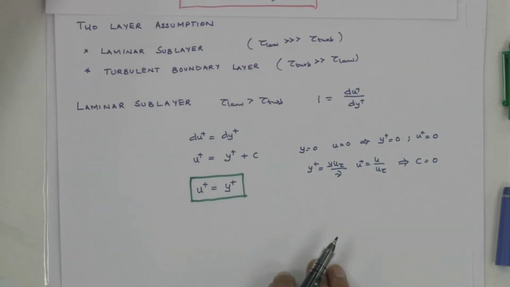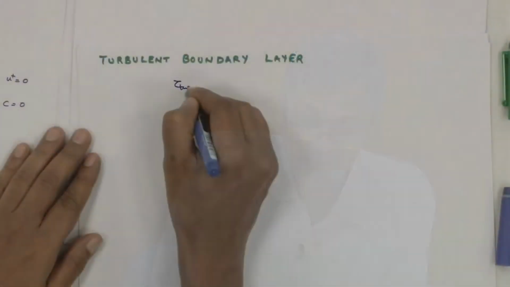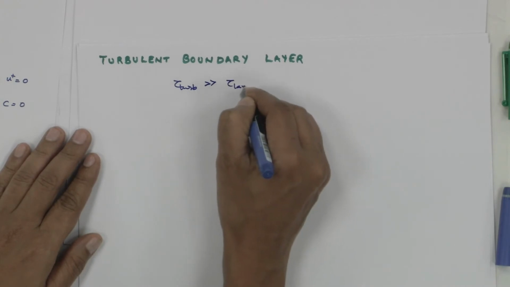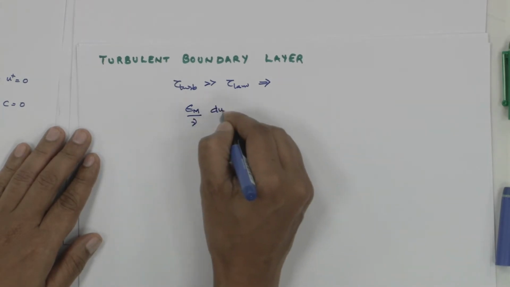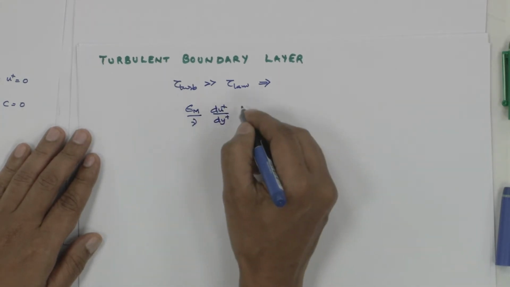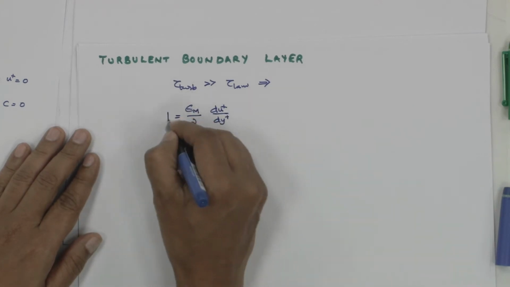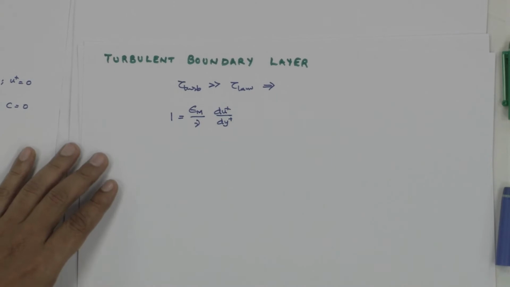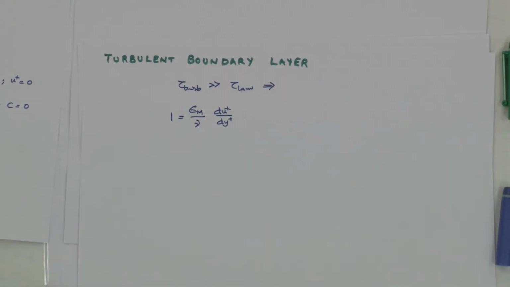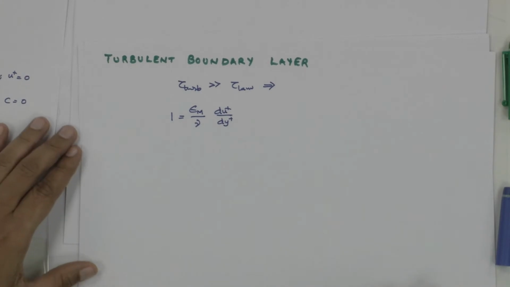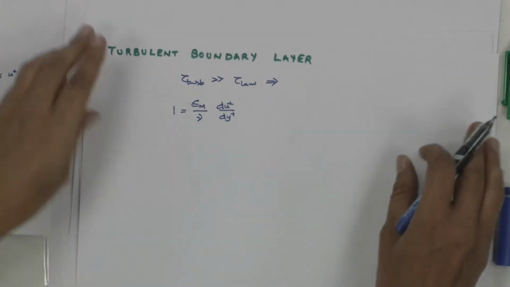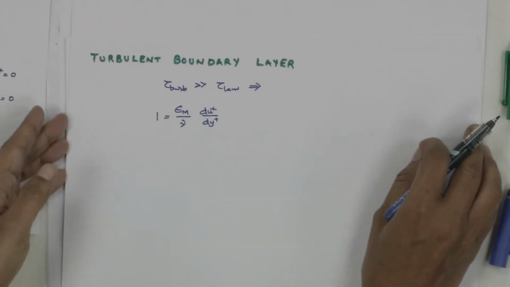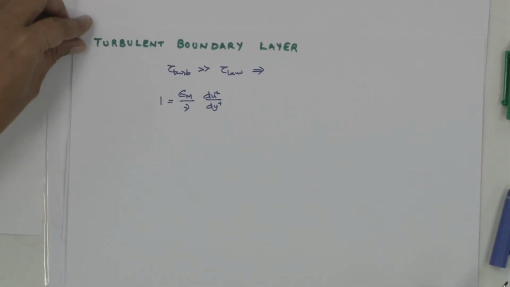So, in the turbulent boundary layer, I can write that tau turbulent is greater than tau laminar, which implies that epsilon m by nu du plus by dy plus is equal to 1. Now I need to invoke what is called Prandtl's mixing length. I need to substitute a relation for epsilon m. I will explain Prandtl's mixing length a little while from now. First, I will take from Prandtl's mixing length the relation for epsilon m.